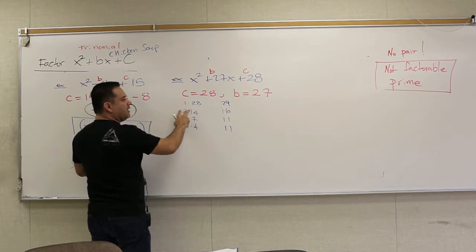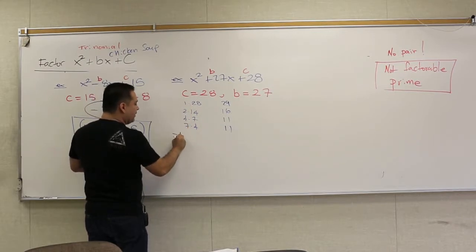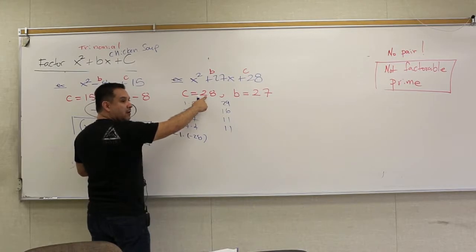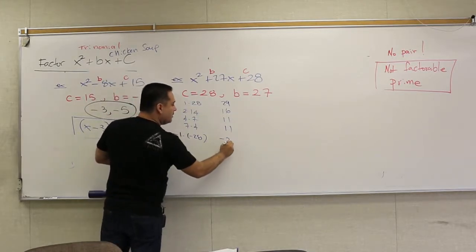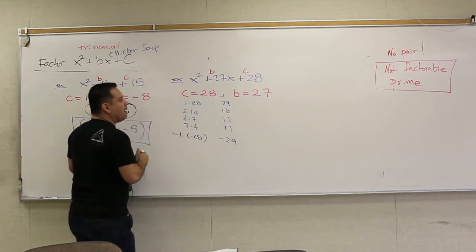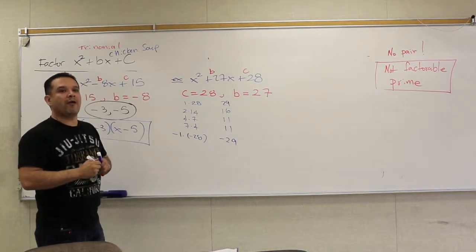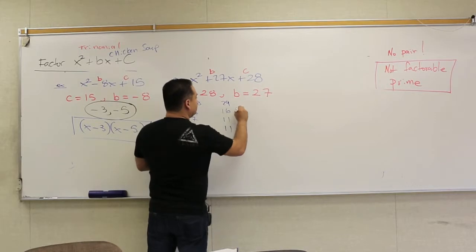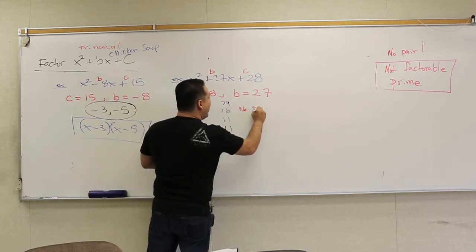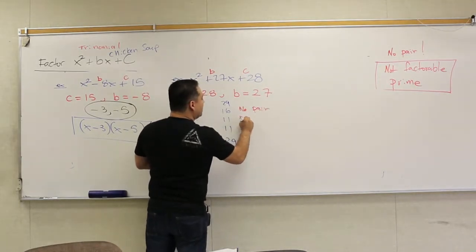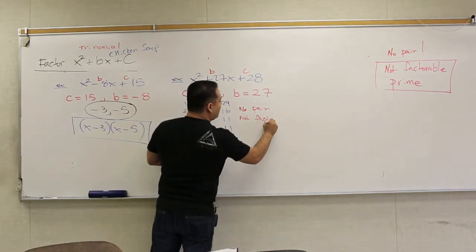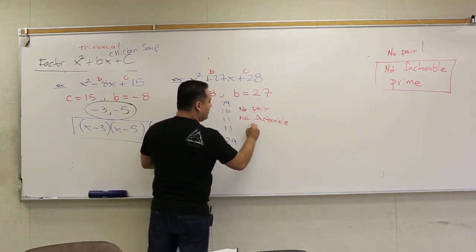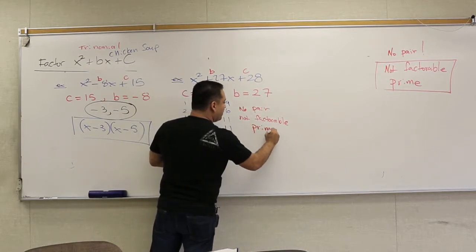Now, should I check the negatives? Isn't it true that negative 1 times negative 28 is positive 28? What happens when I add these? I get negative 29. The point I'm making is there's no pair. So here there's no pair. If there's no pair, this is not factorable. I always say this is really what? Prime.